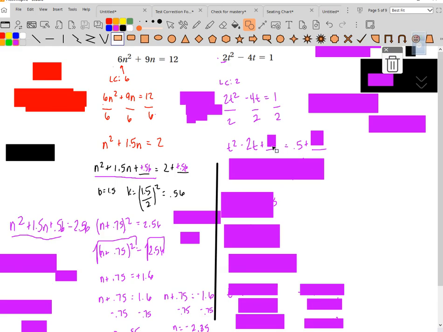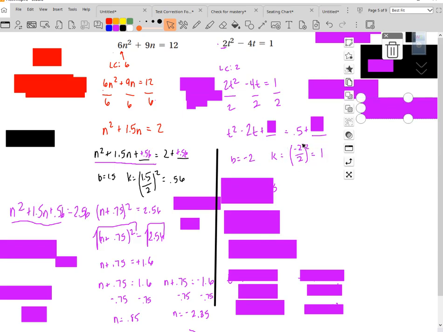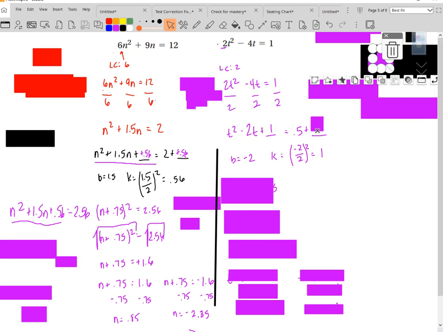Now we've got to figure out what we need to add to both sides to make this side a perfect square trinomial. And so we're going to use our b, which is negative 2. I'm going to use our formula for k. We find that k is 1. So we add 1 to both sides. And when we do, we get t squared minus 2t plus 1 equals 1.5.